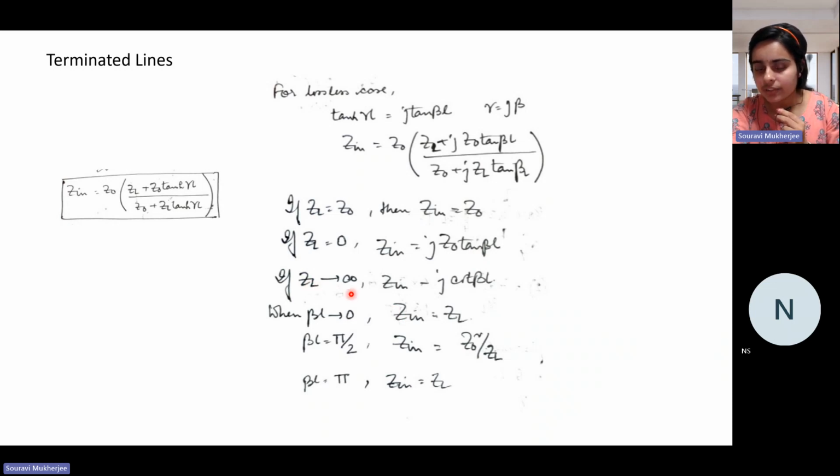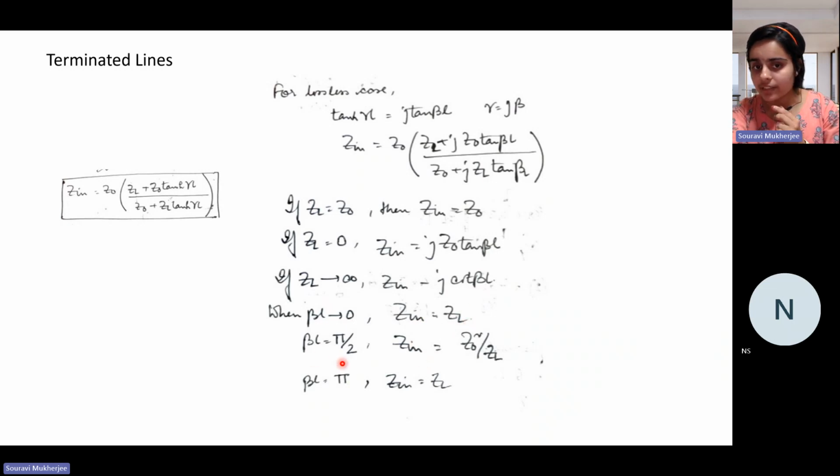Now again, at ZL tending to infinity, what happens? It means it's an open circuit, right? At the load end, it's open. So there you again have this kind of minus j cot beta L into Z naught dependence. Now, there is a dependence on this length, right? So depending on what beta L is, or particularly what the length of your transmission line is, multiple cases can come in. If beta L tends to 0 or pi, you can see that Z in is equal to ZL. So it matches the load impedance.